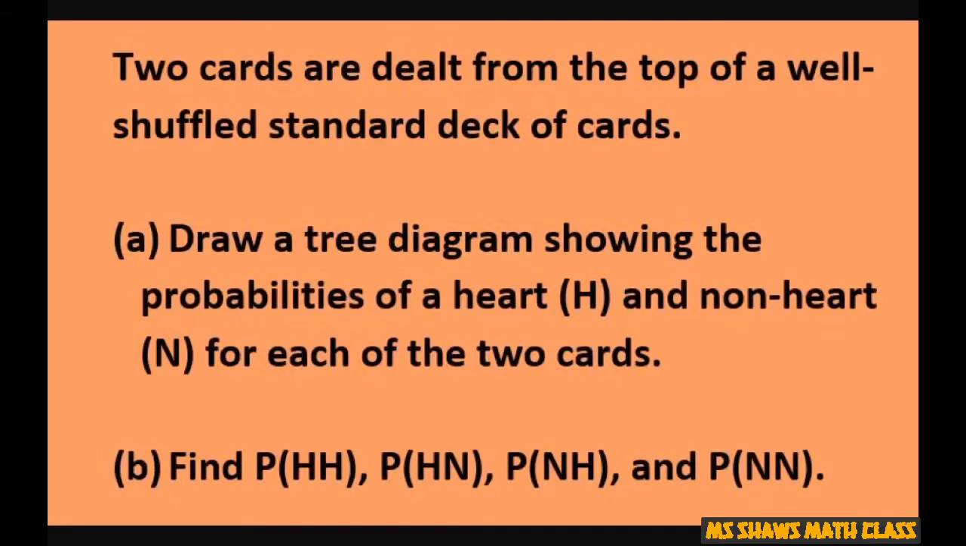We're going to draw a tree diagram showing the probabilities of a heart and a non-heart for each of the two cards, and then find these probabilities. So for the tree diagram, let's start with heart. This is the first draw, heart and non-heart.